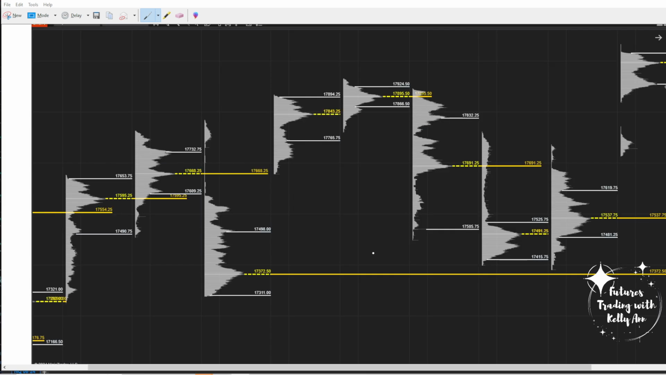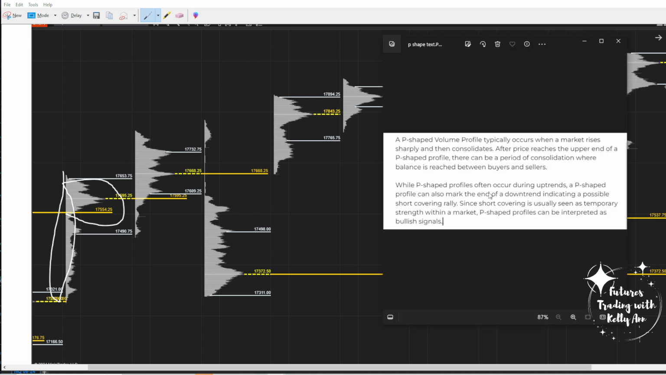In terms of letter patterns, we could start with the P-shaped profile. And I see one here. We got a P shape right here. So a P-shaped volume profile typically occurs when the market rises sharply and then consolidates. So we see a sharp rise. And when you see the volume profile isn't filled out very much, that indicates we did move quickly. After price reaches the upper end of the profile, there's a period of consolidation.